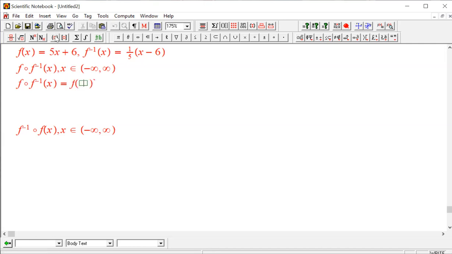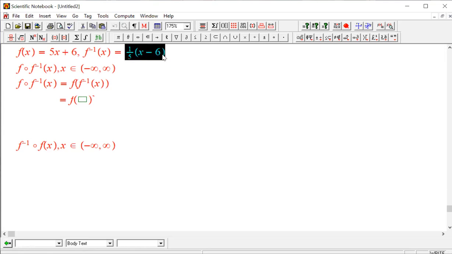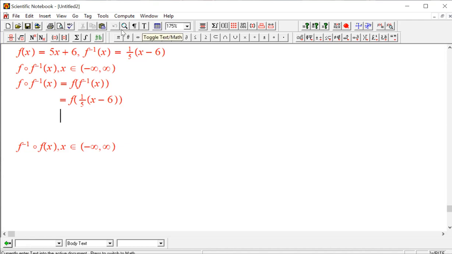Practice with this composition. Okay, so F inverse of X, and then move here, you have F of F inverse is 1/5 times X minus 6. So now this quantity is in the place of X for F, right? So you're going to substitute it one more time in the rule of F, right? X is replaced by 1/5 of X minus 6. So this is going to be 5 times 1/5 of X minus 6 plus 6.